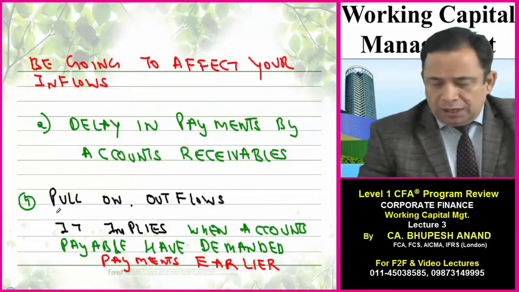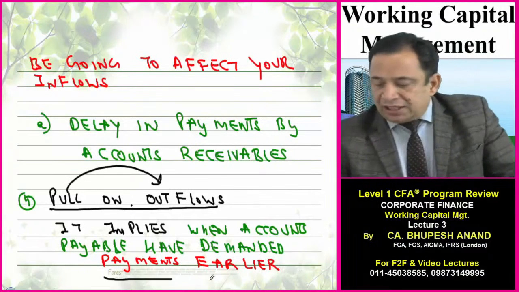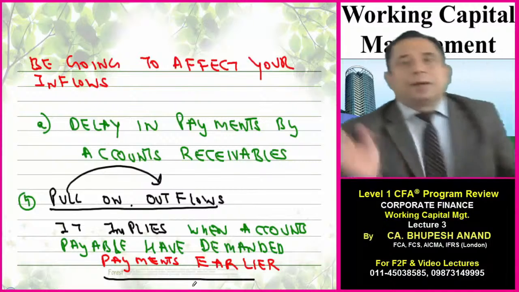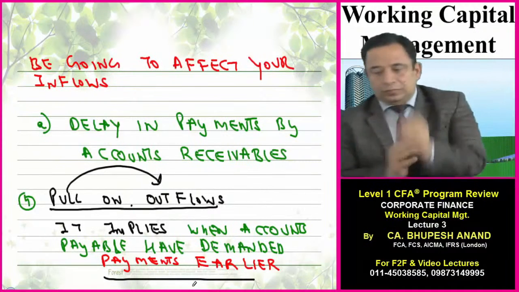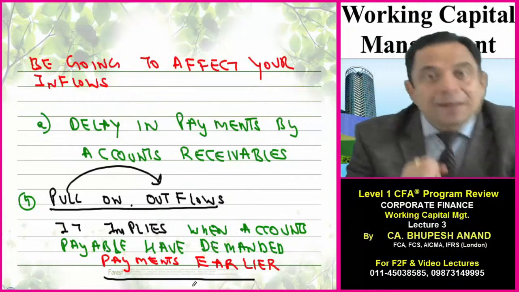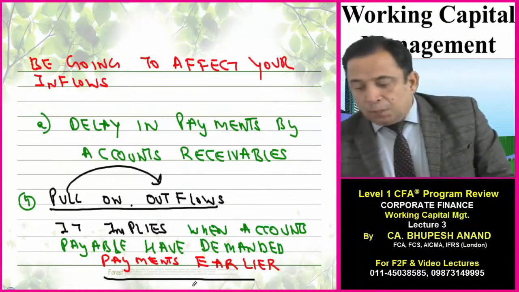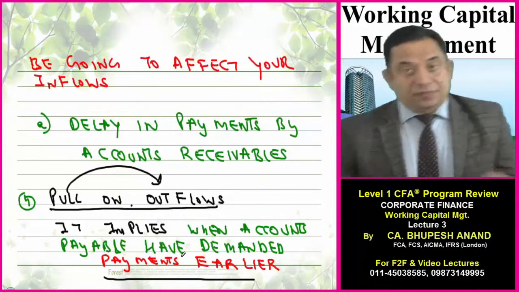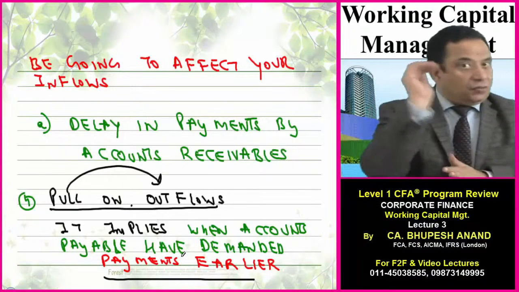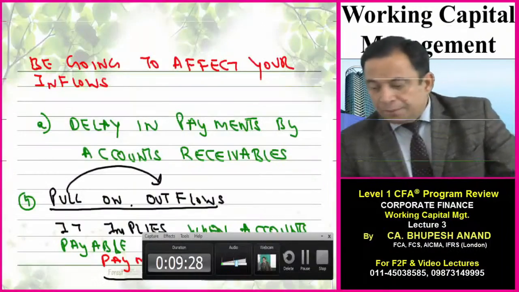Pull on outflows. Pull is always in relation to outflows, and drag is always in relation to cash inflows. It implies that when accounts payable, that is suppliers, have demanded payments earlier, that is named as pull on outflows. Like this, we have covered learning outcome A in the second and third lectures. The first lecture was the introduction to working capital management. Hope you have enjoyed the lecture. Be happy, be jolly.